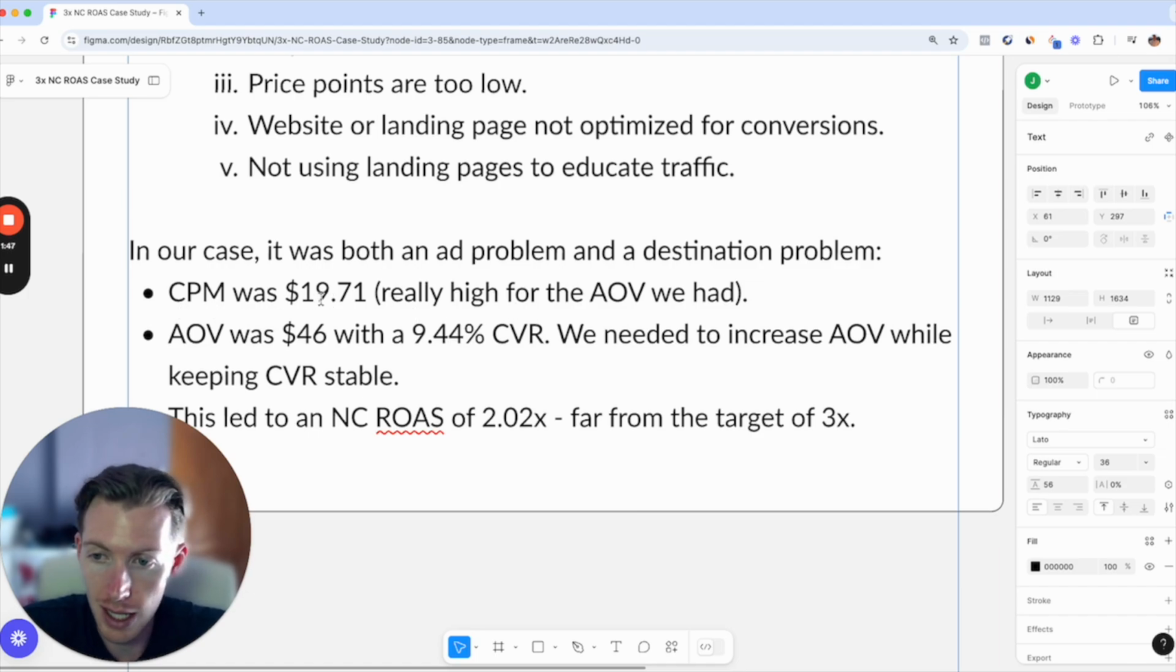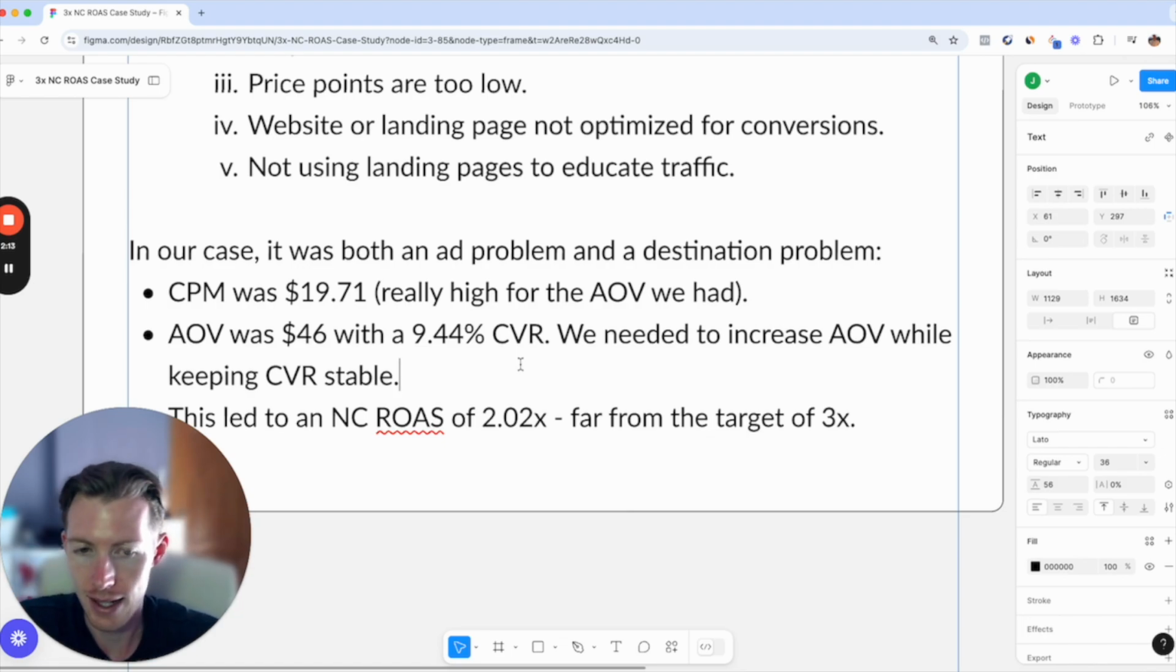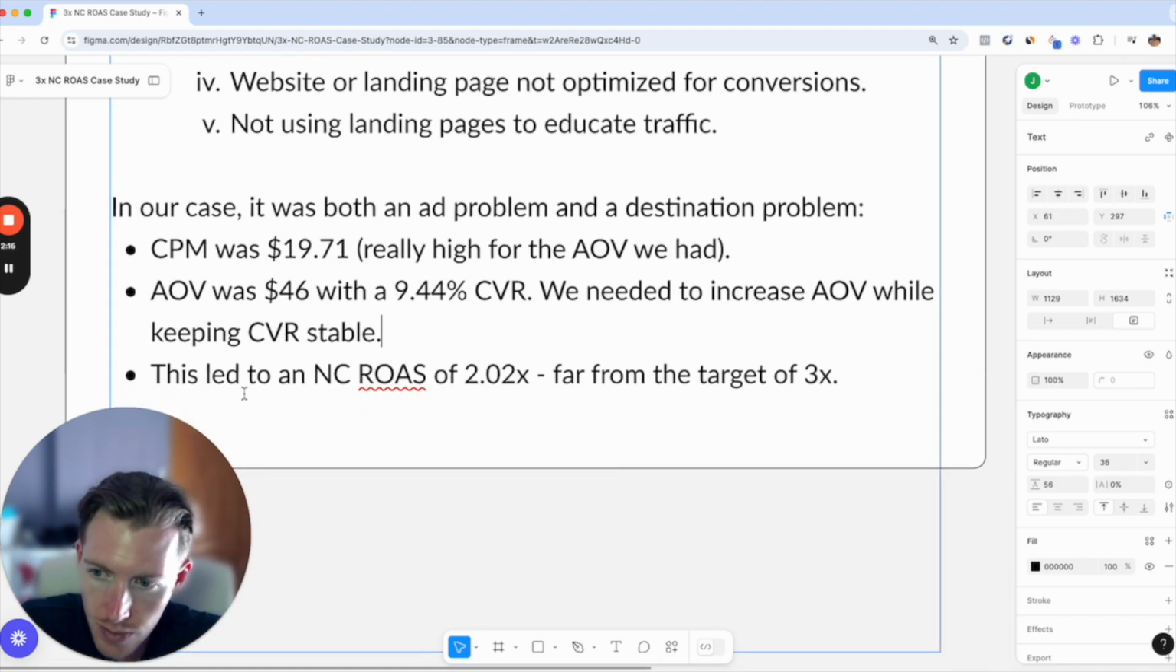Okay, so in our case, what happened was it was both an ad problem and a destination problem. The CPM was $19.71, which is really high for the AOV that we had, which was $46. So the CPM was high for the AOV, but the AOV itself was too low, right? We did have a 9.44% conversion rate, but even with that, we still weren't on target. So we needed to increase AOV while keeping the conversion rate stable, because if we increased the AOV and the conversion rate dropped at the same rate, we would be back at square one, right? And this led to an NC ROAS of 2.02, which is far from the target of 3x.